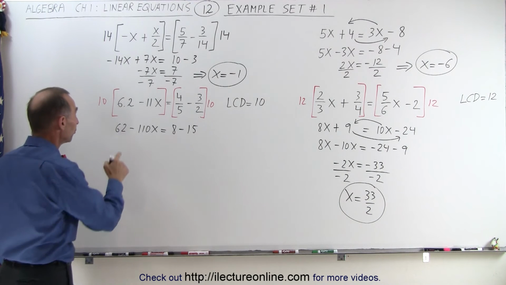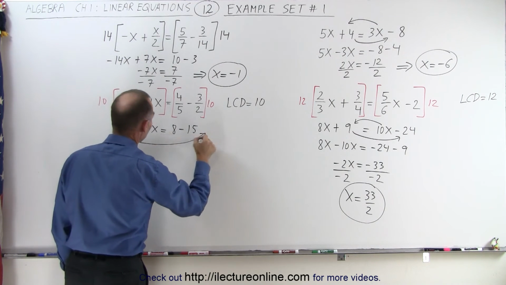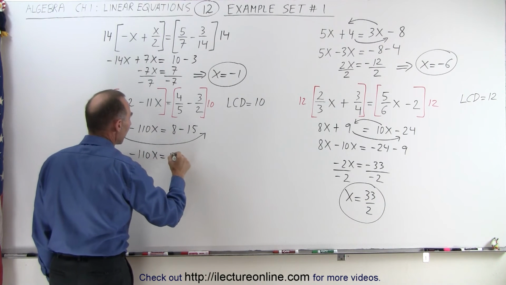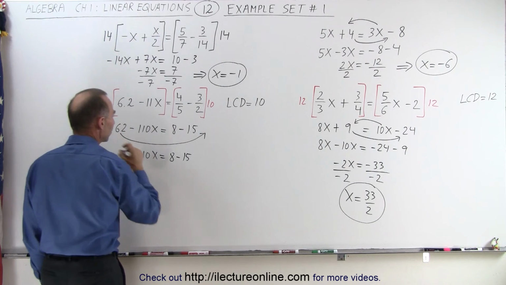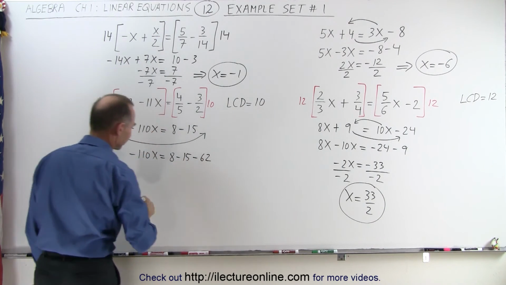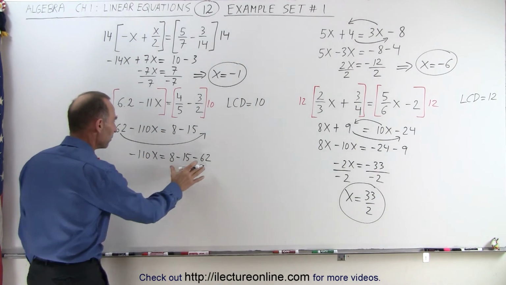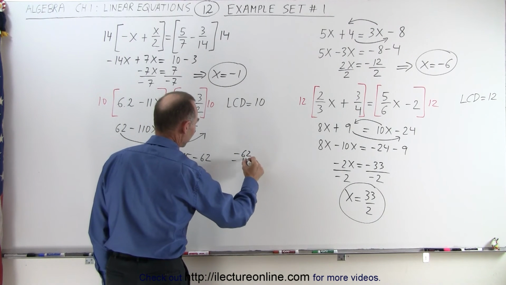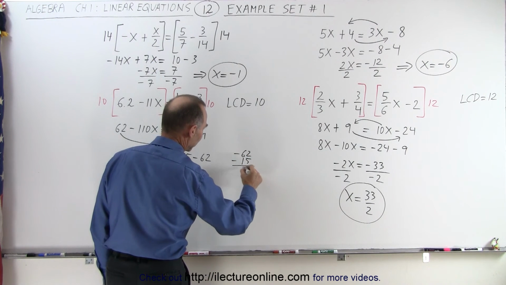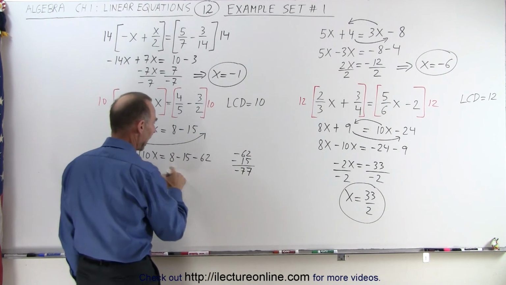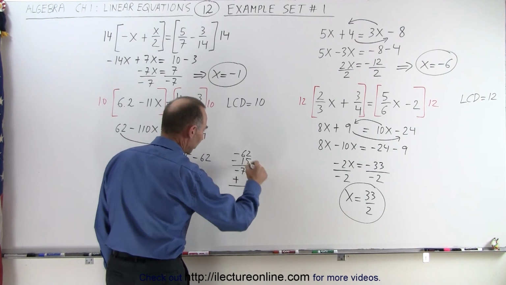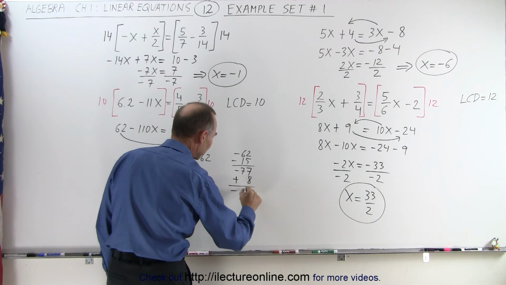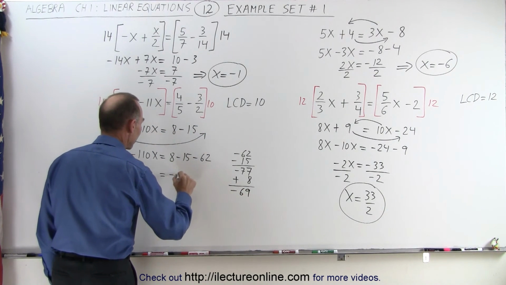Then I move all the terms that do not have an x to the other side. I have a negative 110x on the left side is equal to 8 minus 15, and the positive 62 becomes a minus 62. So next, we need to combine like terms. So on the right side, we have a minus 62 and a minus 15. So when we combine that, that's minus 77. And then we add a plus 8 to that. So plus 8, we need to subtract that because it's negative and that's positive. So that becomes a minus 69. So on the right side, this equals minus 69.